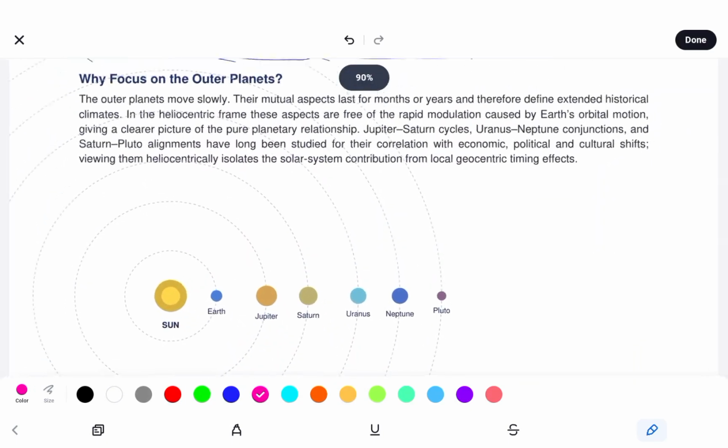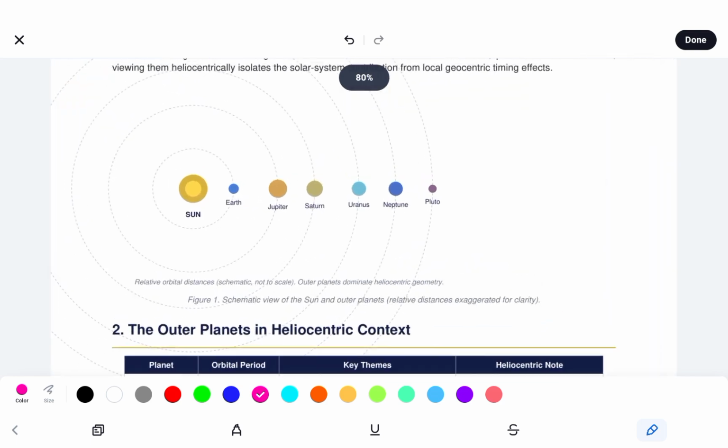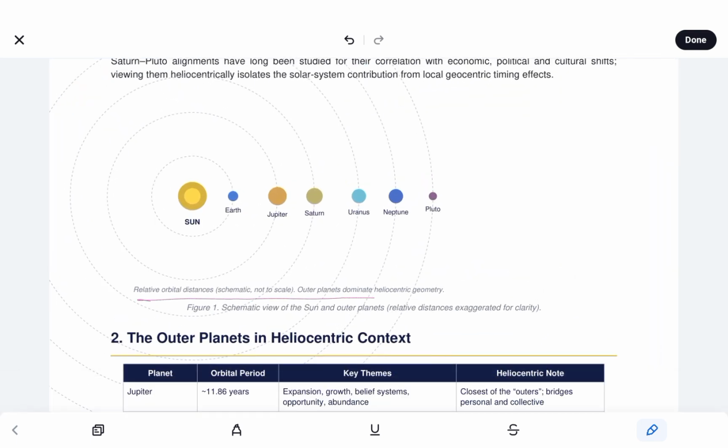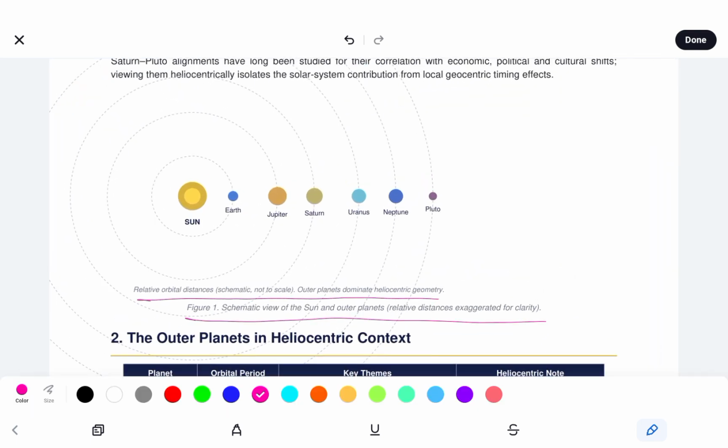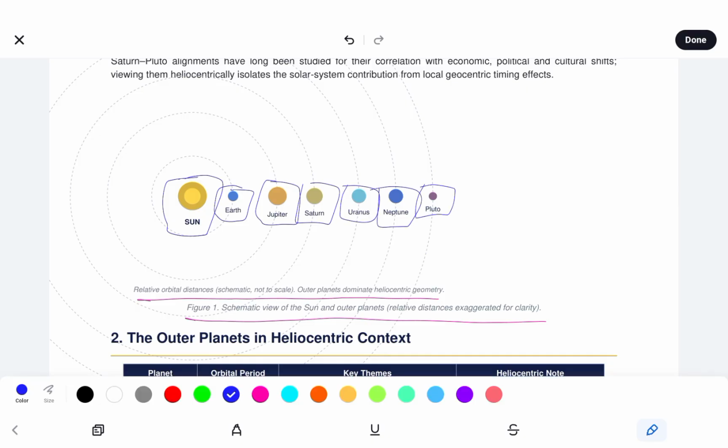So why focus on the outer planets? And here we see this cool schematic view of the Sun and outer planets. The relative distances are exaggerated for clarity. Relative orbital distances, schematic not to scale, outer planets dominate heliocentric geometry. So the Sun, of course, is right at the center of things, with the Earth, then Jupiter, Saturn, Uranus, Neptune, and Pluto the farthest.